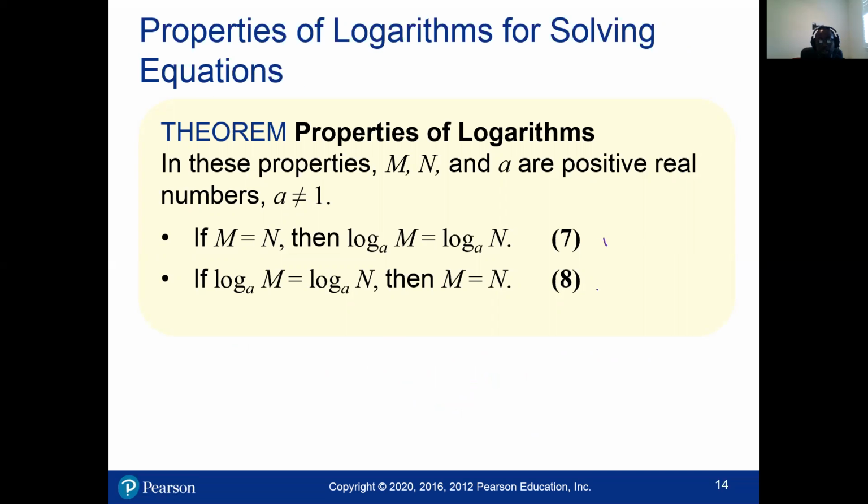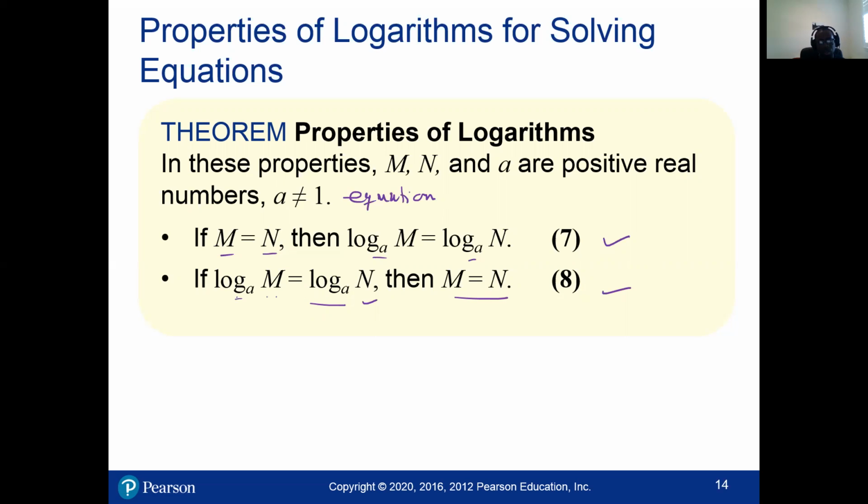These two are very, very important in solving equations. So if you have an equation, m is equal to n, again, we can take natural log on both sides. On the other hand, if you have the log of m as an equation, then we can drop the function, the log, and get m is equal to n.